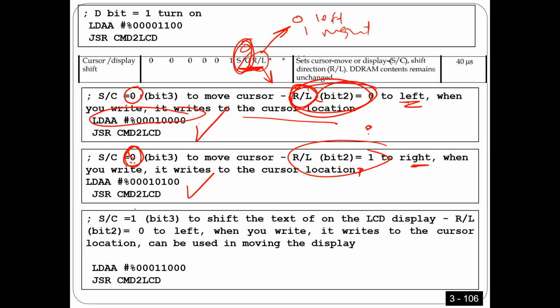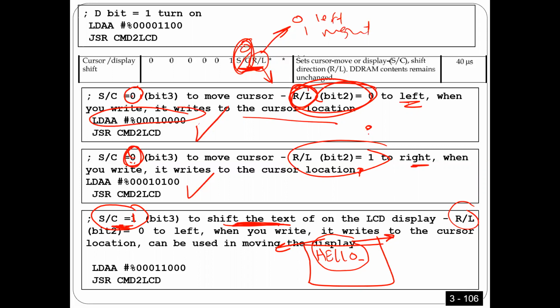Now, what happens when I make this 1? What happens? In this case, you actually shift the text itself, not the cursor. You shift the text, okay? And this one, again, can control right or left. For example, we don't need this one in the coming lab. So, for example, it's like hello, okay? And now you want to move the whole text one step to the right or one step to the left. In this case, S and C has to be 1.